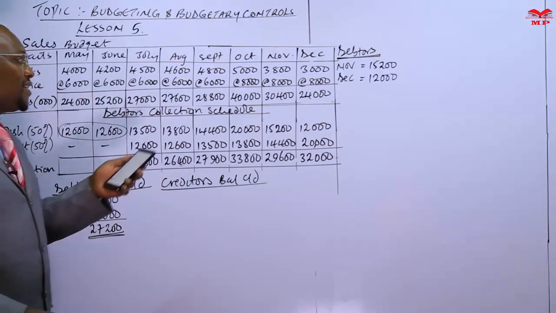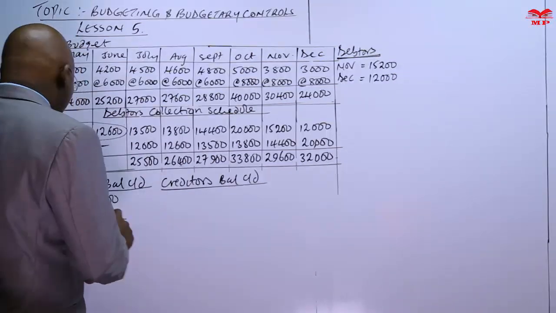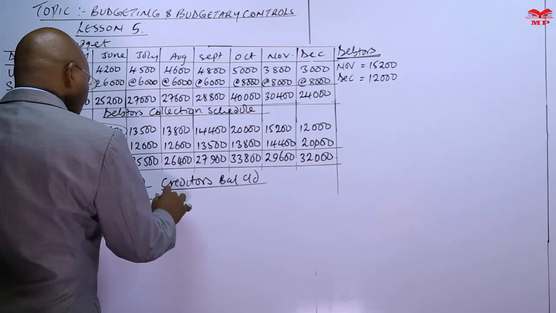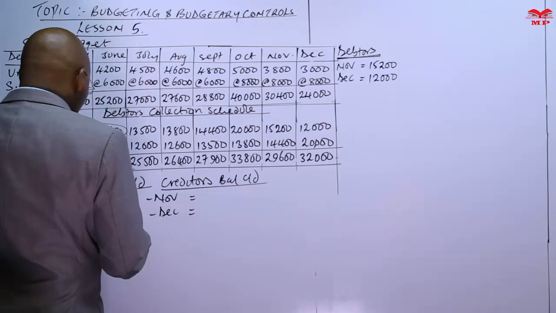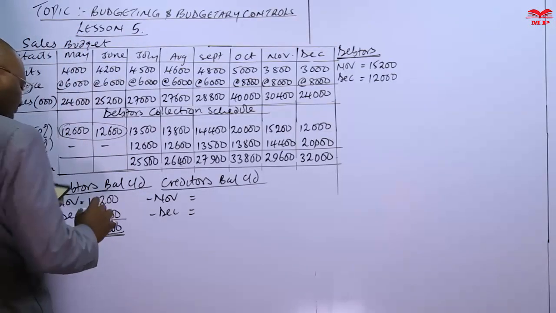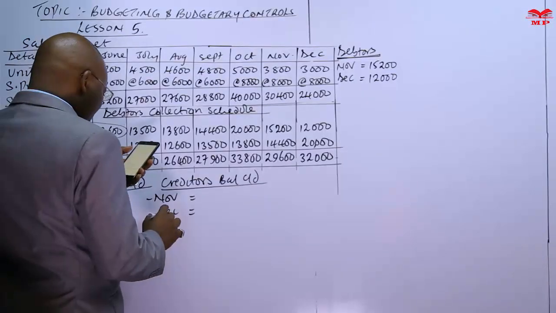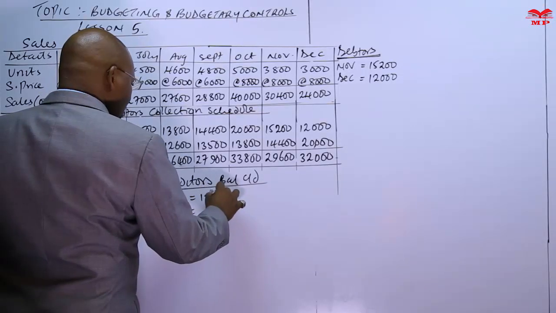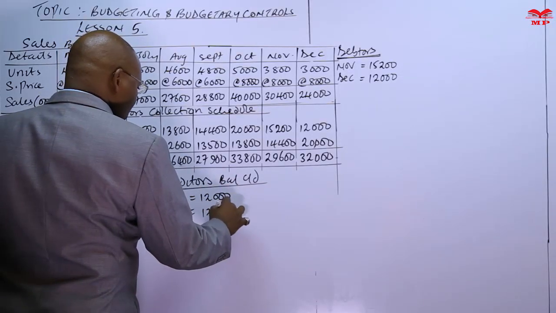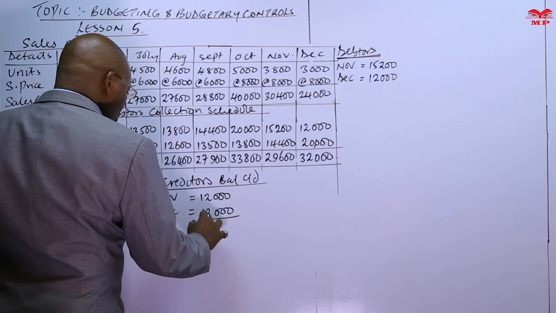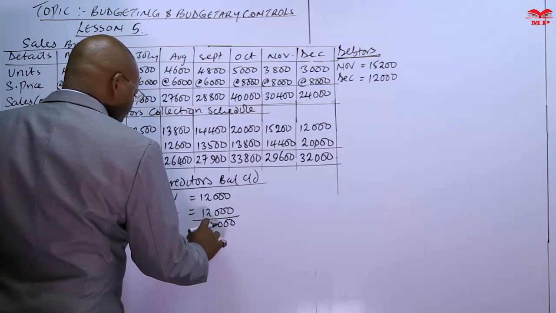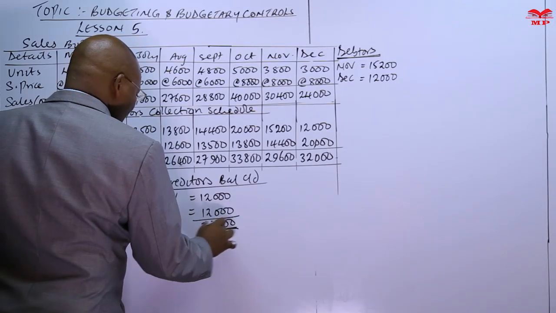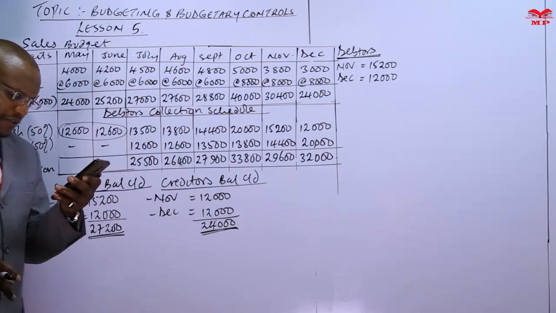So we only expect November and December purchases not to have been cleared or paid. November purchases are 12,000 and December 12,000. So my new creditors will be 24,000. This is my new balance of creditors at the end of this period.